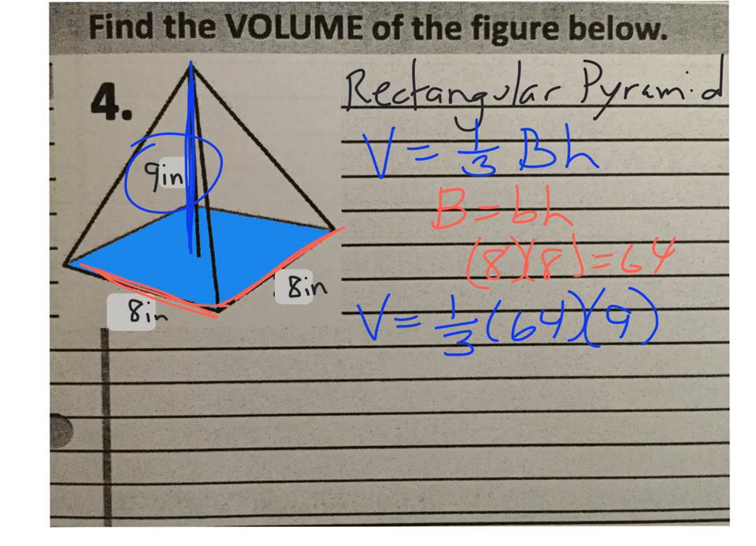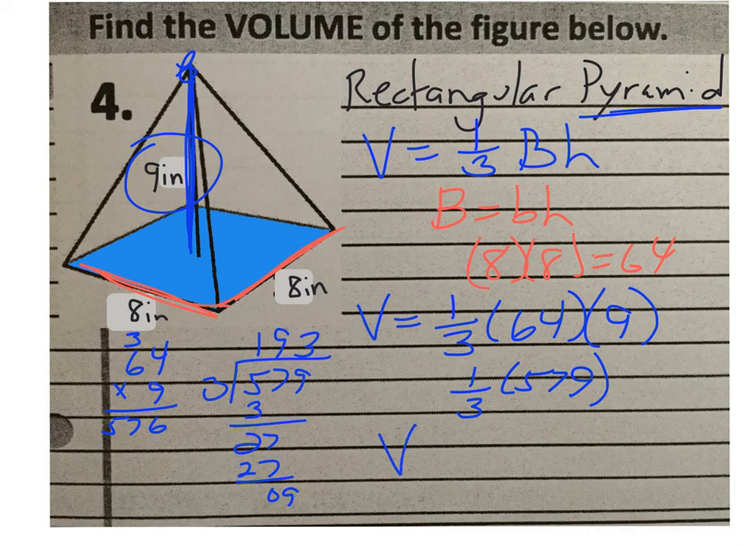Okay, so 64 times 9 first gets you 576. Now you have to take 1/3 of it because it's a pyramid. So pyramids mean divide by 3. That gets you a final answer of volume equals 192 cubic inches. That's how many cubes it's going to take to fill that pyramid.